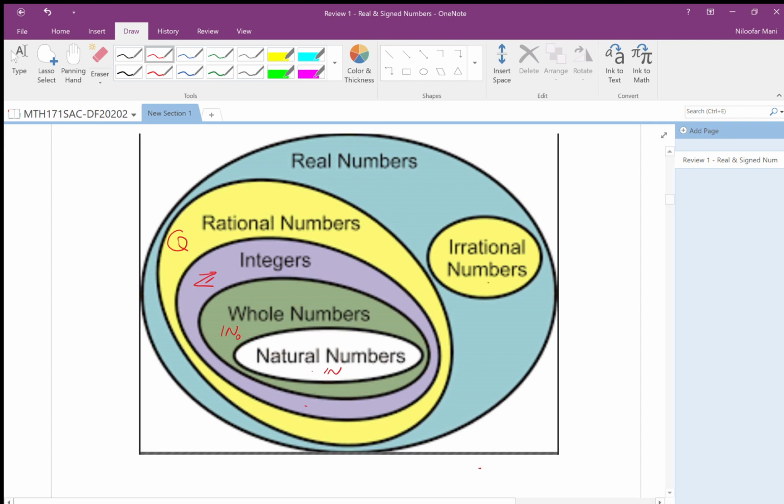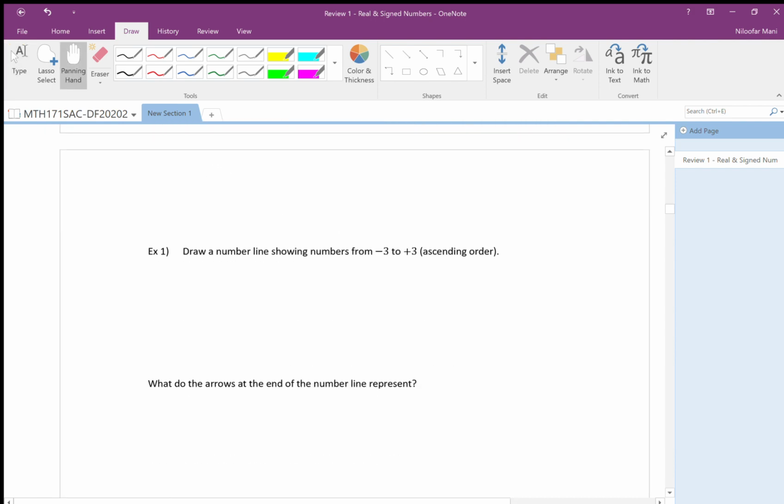Irrational numbers are separated, and all of them together is R. So R is kind of the mother set. So that's just the picture that you can see here to have a good understanding of number sets.